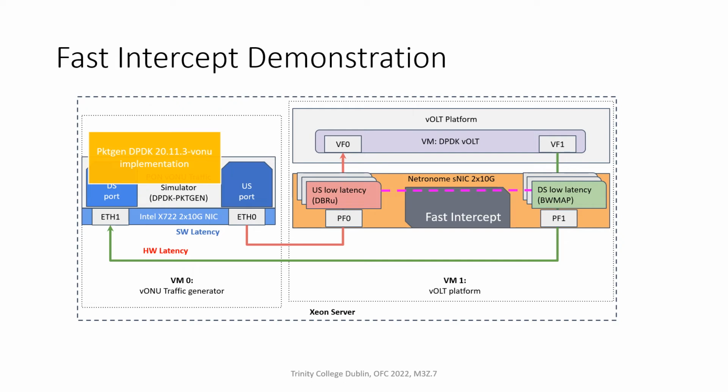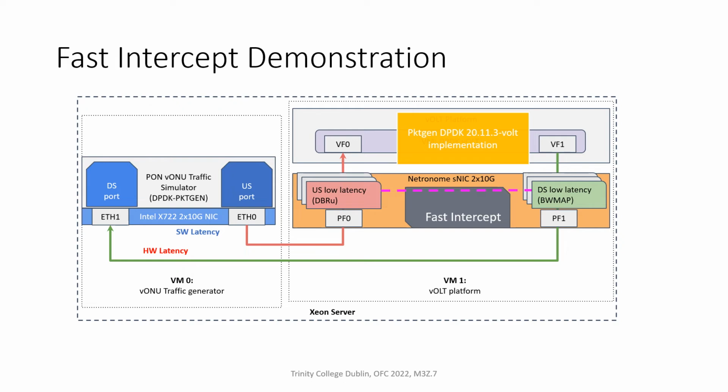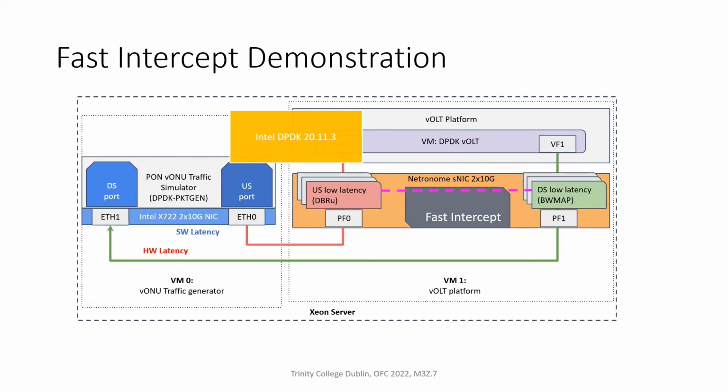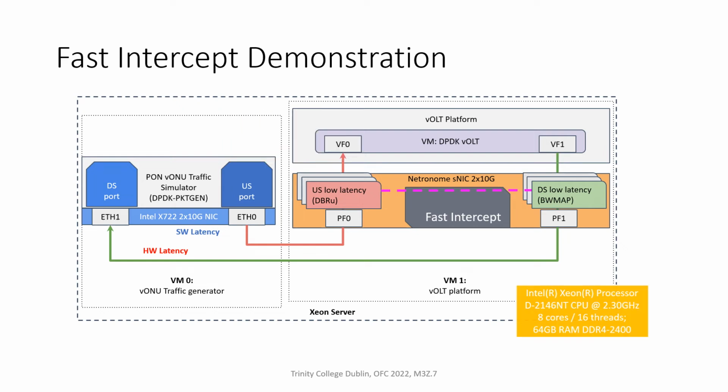These are intercepted by the P4 algorithm running in the smart NIC. In the figure, we can see that the normal DBRU are relayed to the host processor for DBA calculations. The DPDK VDBA runs over a QEMU hypervisor accessing the smart NIC virtual functions via SR-IOV. A single instance of the VDBA application runs on the system based on the Intel DPDK software version 20.11, which runs on an 8-core 2.3 GHz Intel Xeon processor server with 64 gigs of DDR4 DRAM.